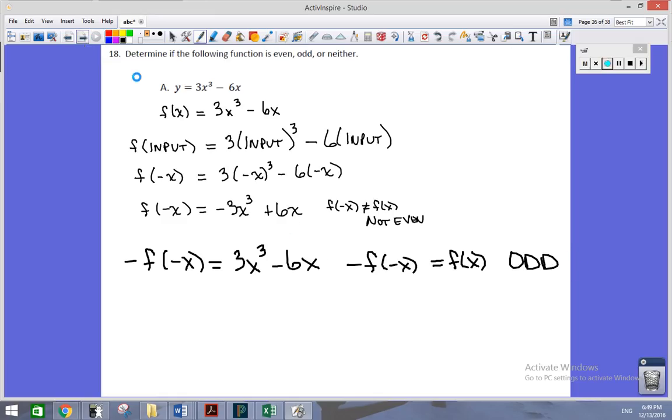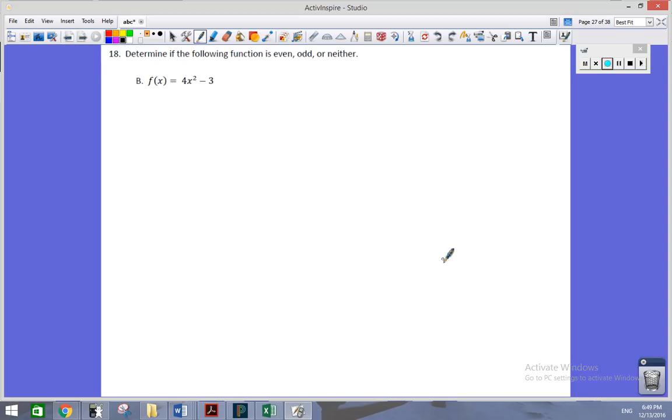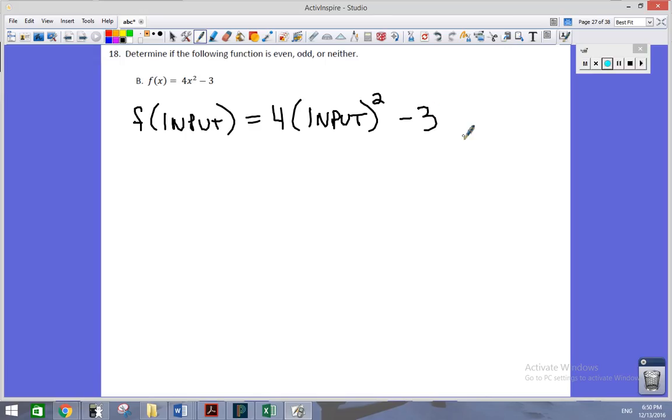All right, so let's keep going since that was part A. Let's take a look at part B. So again, we want to continue in the same fashion. What does this function do to the input? This function takes the input, no matter what it is, and creates a subtraction problem. The first term takes the input and squares it, and then multiplies it by 4. And then it always subtracts 3. When we're determining whether to call this an even, odd, or neither function, our input is the opposite of x.